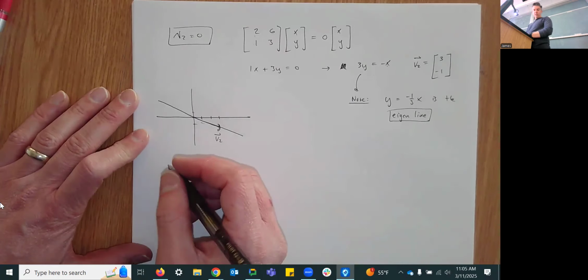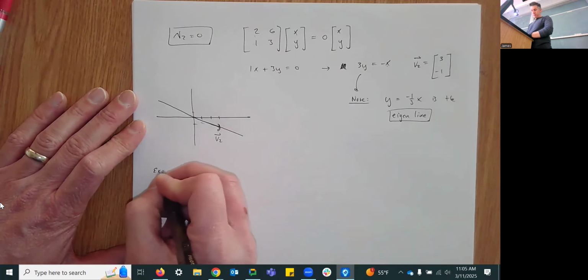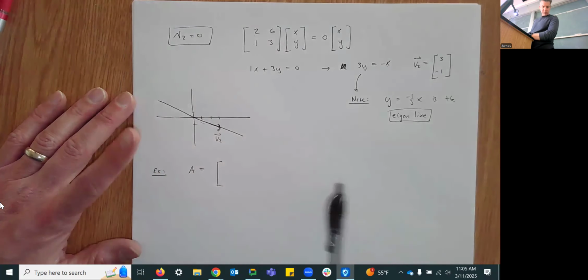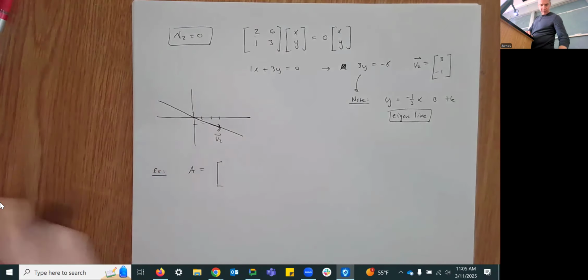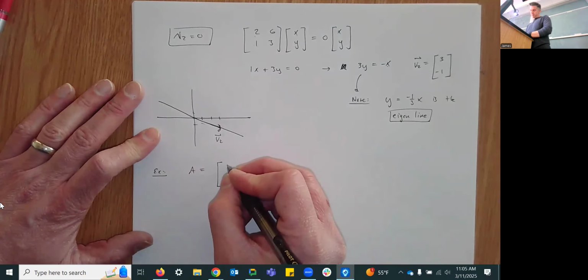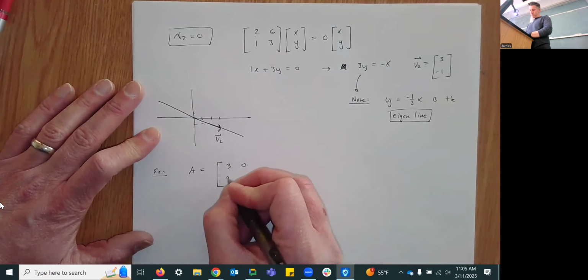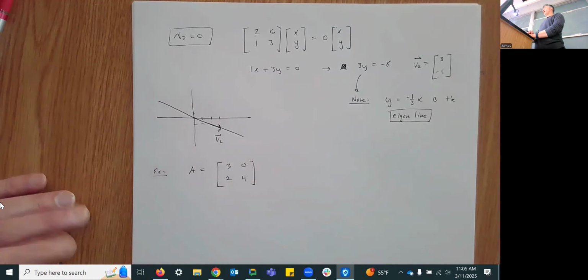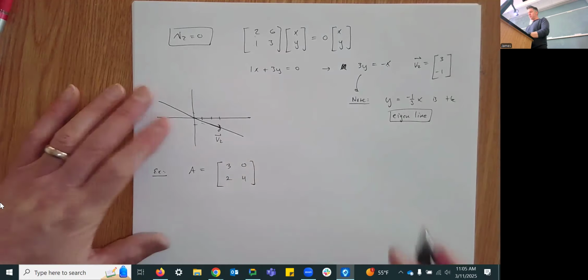So one more example, which is actually super easy. What if my matrix A was equal to... let me check one thing. Let's say my matrix was something like [3, 0; 2, 4]. So let's find the eigenvalues first.